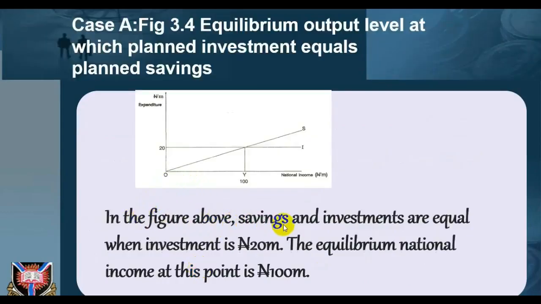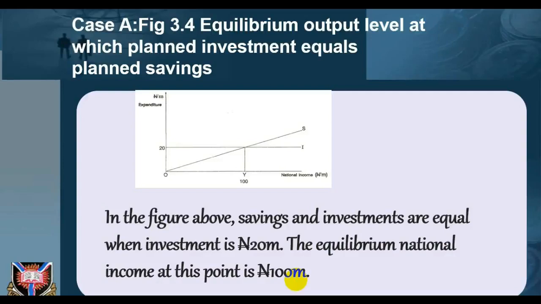In the figure above, savings and investment are equal when investment is 20 million. The equilibrium national income at this point is 100 million. The investment curve is a horizontal line because we assume it is exogenously determined, that is, fixed irrespective of the level of national income. On the other hand, the savings function is an upward straight line because we assume saving to be a fixed proportion of a given level of income.